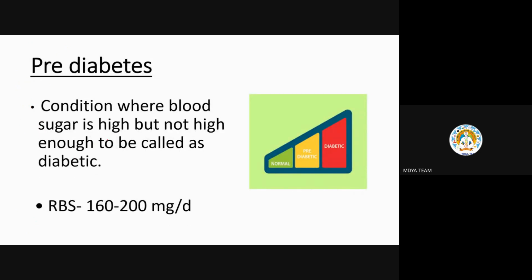These lead to it. So now pre-diabetes. What is pre-diabetes? By the name itself, very simple, a condition which is before diabetes. A condition where blood sugar is higher than normal blood sugar, but still less than that needed to be called diabetic. We can't call them diabetic or non-diabetic. So it is a middle state, above normal and below diabetic. Okay. So RBS for this is 160 to 200 mg/dL.